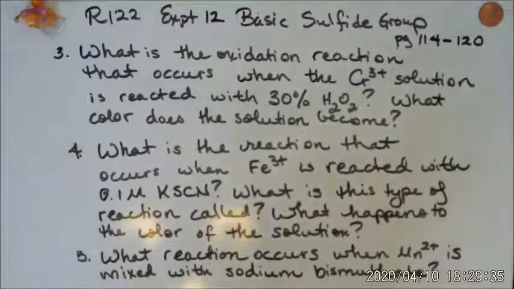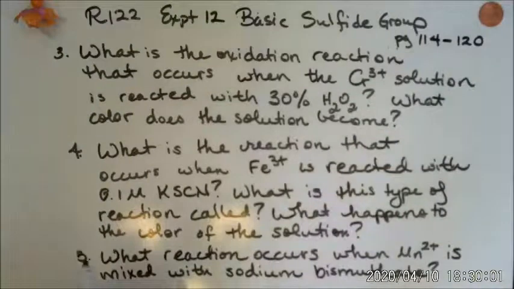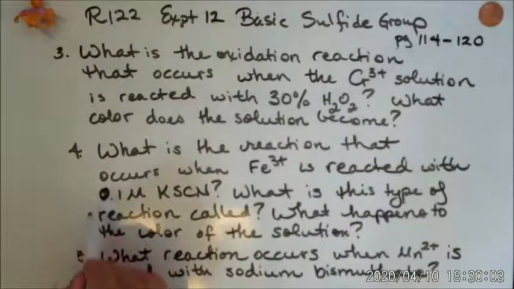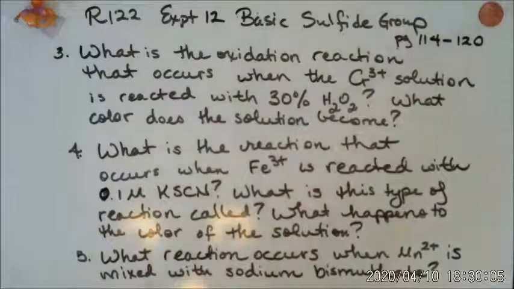So what is the oxidation reaction that occurs when you have a chromium 3 plus solution and you react it with 30% hydrogen peroxide? And what I want to know as well is, what color does the solution become? Okay, so question 4 is, what is the reaction that occurs when iron 3 is reacted with 0.1 molar potassium thiocyanate? And what is this type of reaction called?